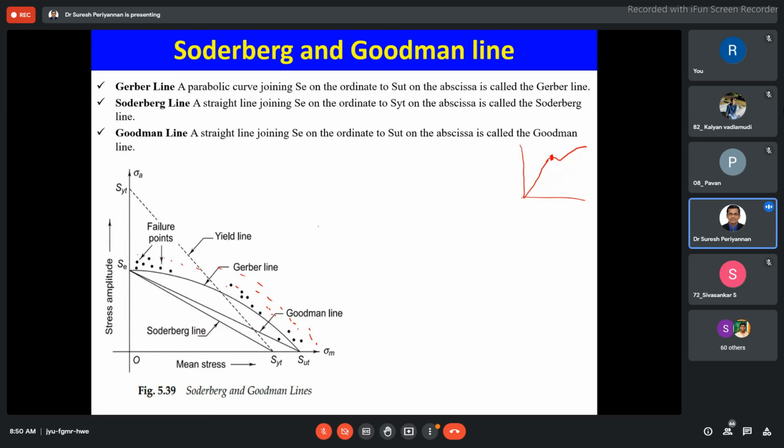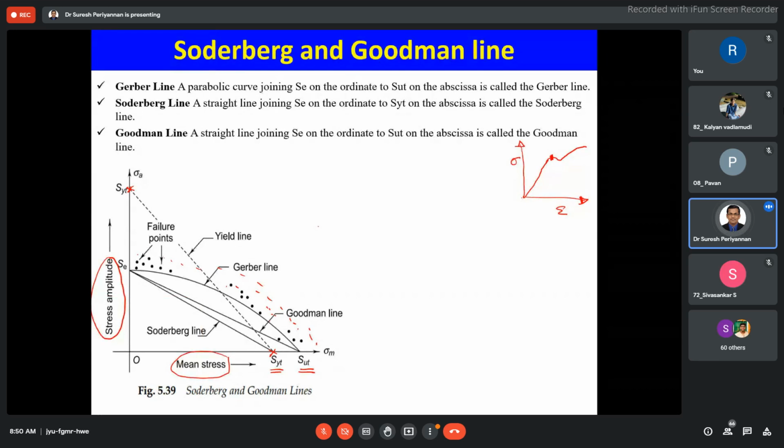Hence, most of the time we consider yield strength. So on the y-axis, commonly the yield strength of the material is considered. On the x-axis too, they commonly consider the yield strength of the material. They don't consider SUT because SUT is always in the plastic region. So on the ordinate, the maximum stress amplitude is SYT, and the mean is also at most SYT. Commonly they consider this on both the x-axis and y-axis for defining these theories.